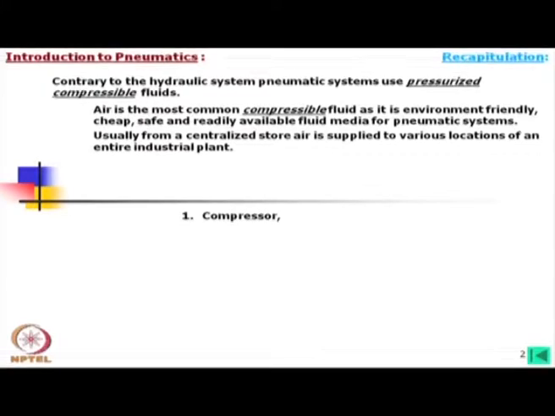Now, for the preparation of air, we need a compressor, which at its inlet accepts the air from the atmosphere, which we call standard air. At the inlet of the compressor there is a filter or strainer, but actual filtration is done after it is compressed.